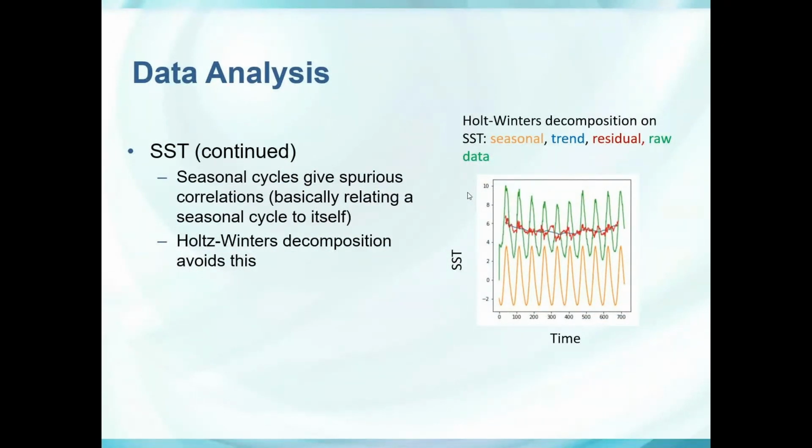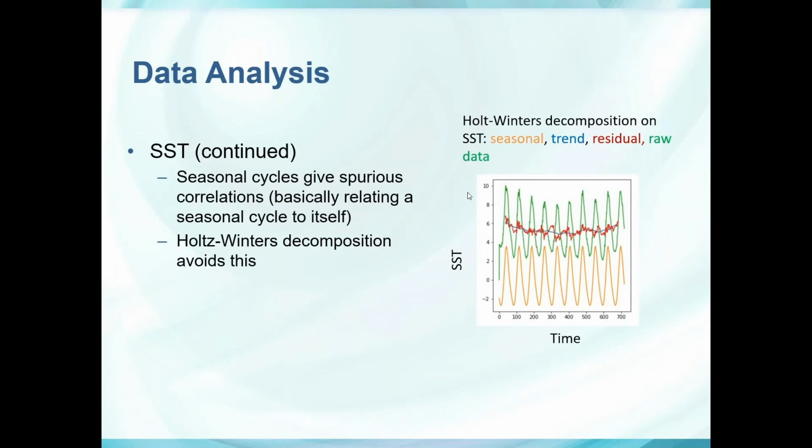So to look at sea surface temperature as a time series, we need to remove the seasonal cycle from the data. Otherwise, we end up just correlating one seasonal cycle with another, and that gives us falsely high relationships as a result. So we did this with something called a Holt-Winters decomposition. This basically just breaks up the time series, which I've plotted here in green, into different components. It breaks it into a seasonal component, which is the orange line, a trend component, which is blue, and the residual component, which is red. When you add the red and the blue lines together, this will give you a better idea of sea surface temperature variability with the seasonal cycle removed.